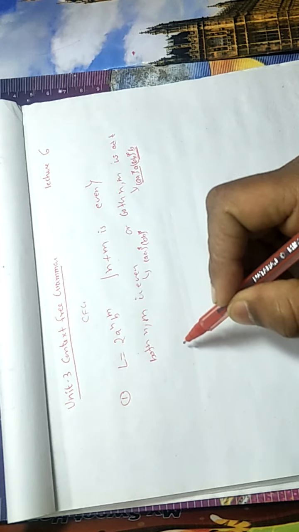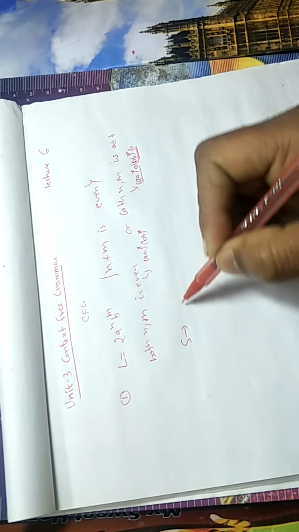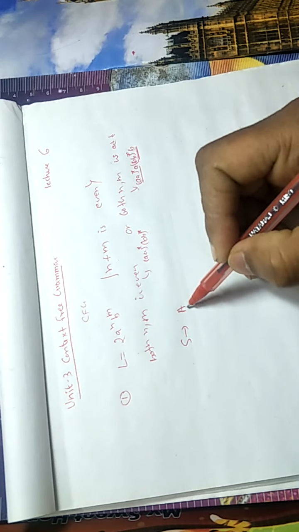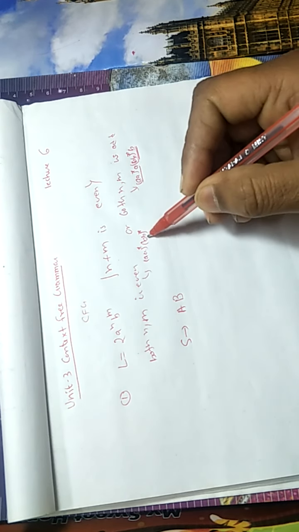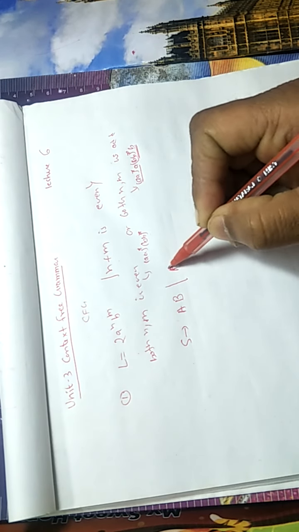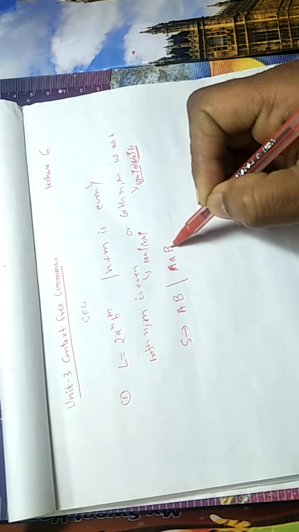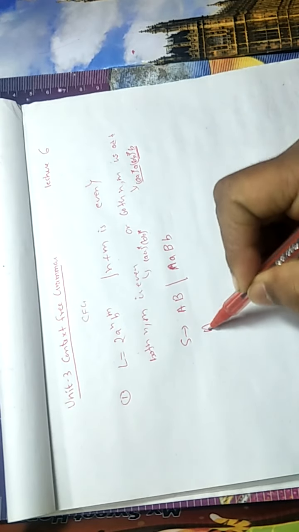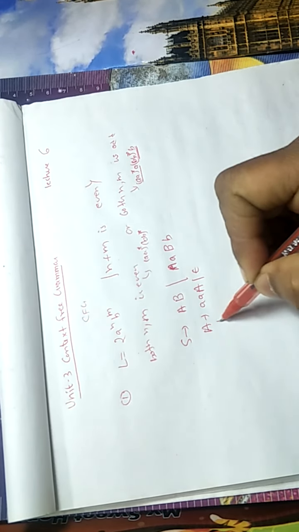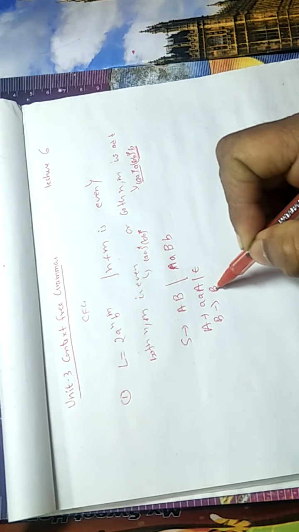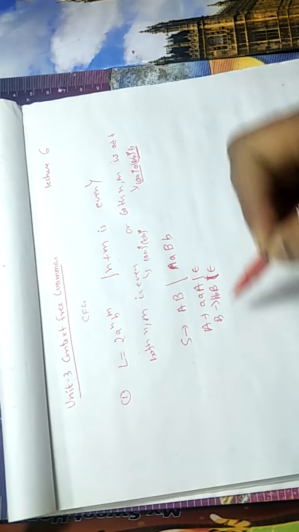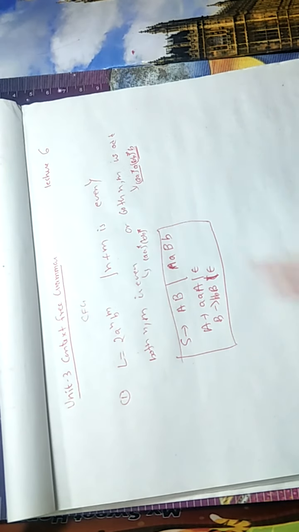So grammar will be written as S tends to either this case, let double A closure be A and double B closure be B, or this case, double A closure followed by A, double B closure followed by B. A is double A closure and B is double B closure. So this will be the grammar.